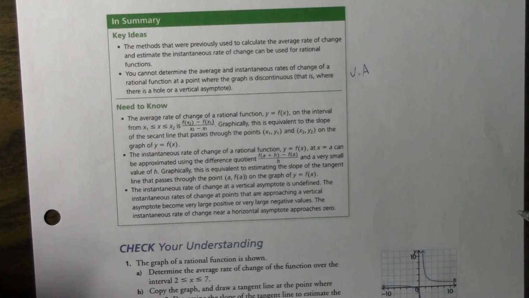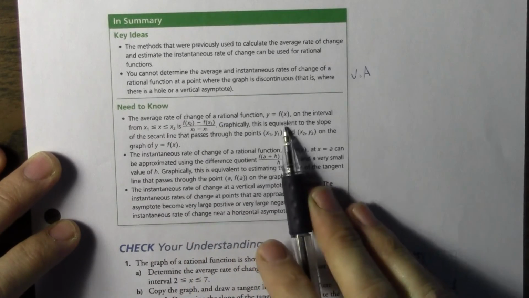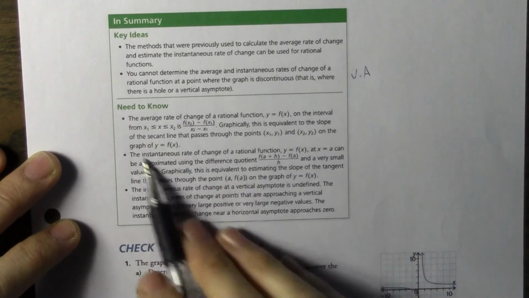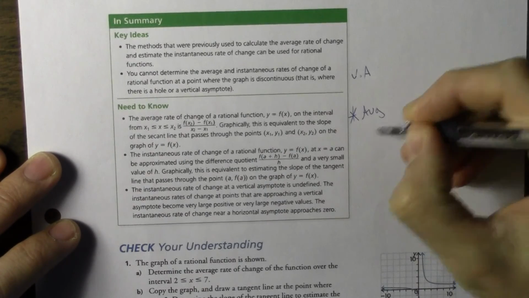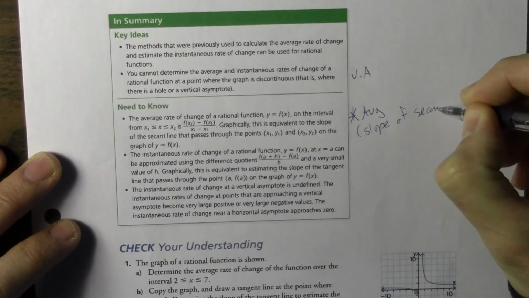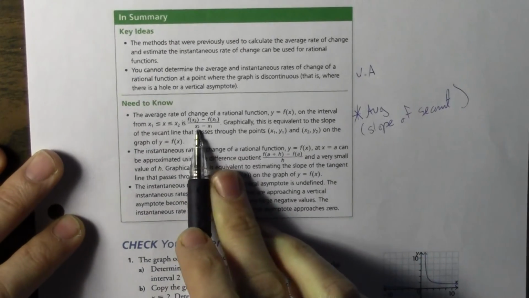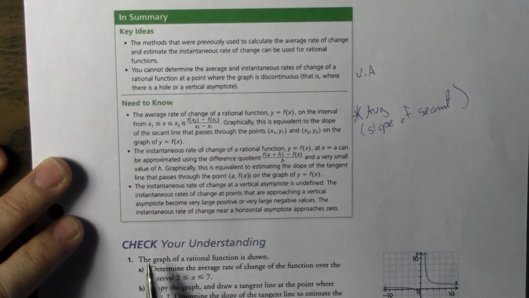Yes? Sorry? No. How are you going to draw a line to something that's not there, right? You can't. The average rate of change of a rational function f at x on the interval. This is just review, right? This is average, or slope of the secant. It just takes 2 points and the y2 minus y1. That's just the slope of 2 points.